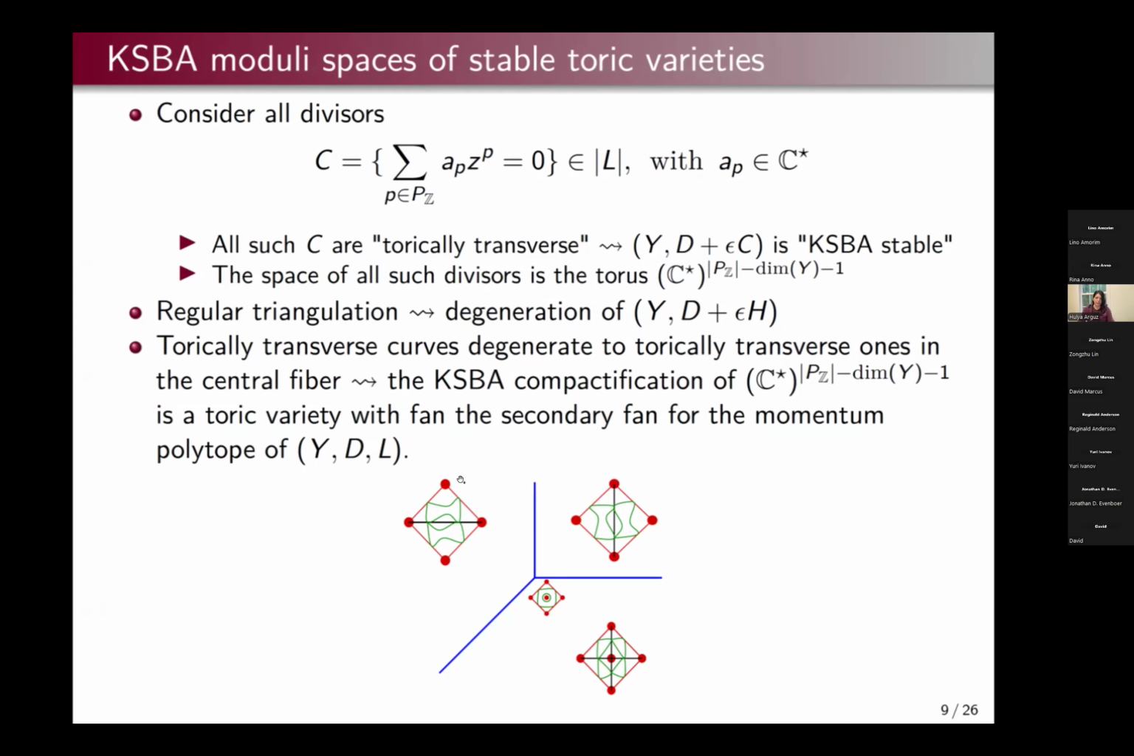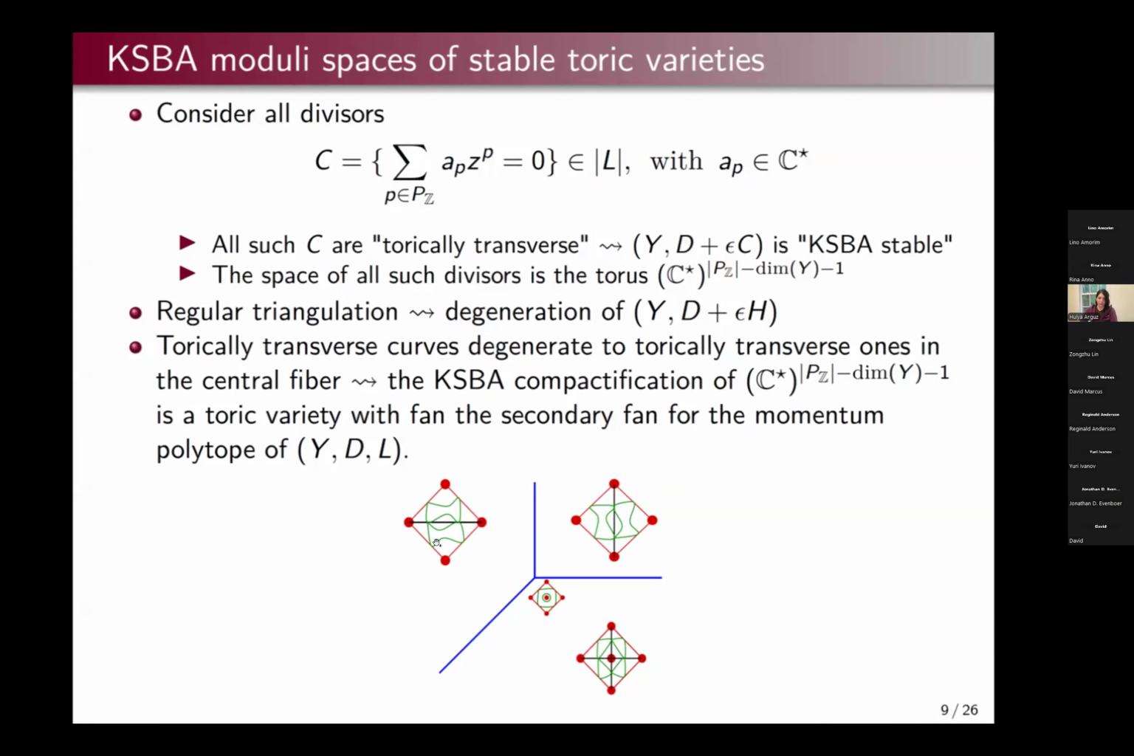And all torically transverse curves, like here, if you have this triangulation, it will determine the data of a degeneration of your toric variety corresponding to the singular del Pezzo into two toric varieties whose polytopes will be these, each will be these triangles. And what is shown in that paper is that each torically transverse curve under such a degeneration will degenerate into a torically transverse curve.